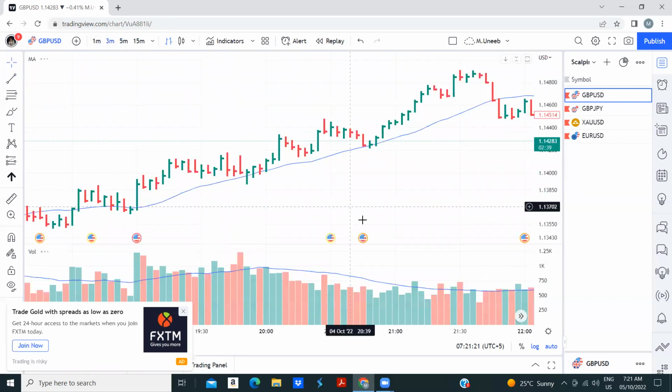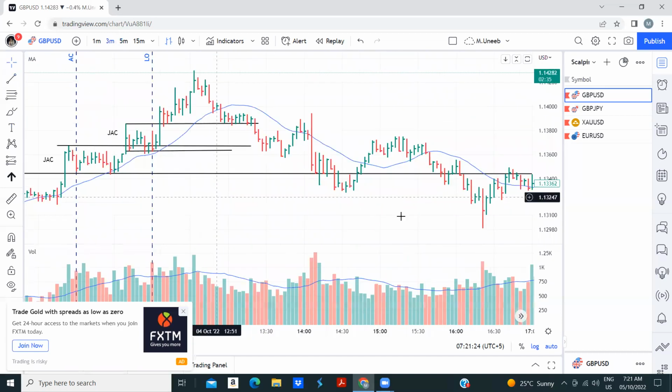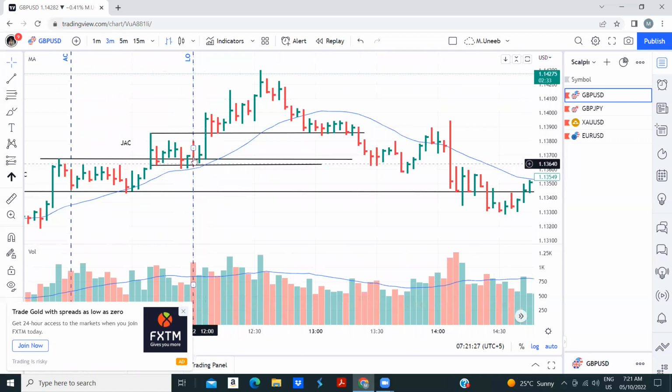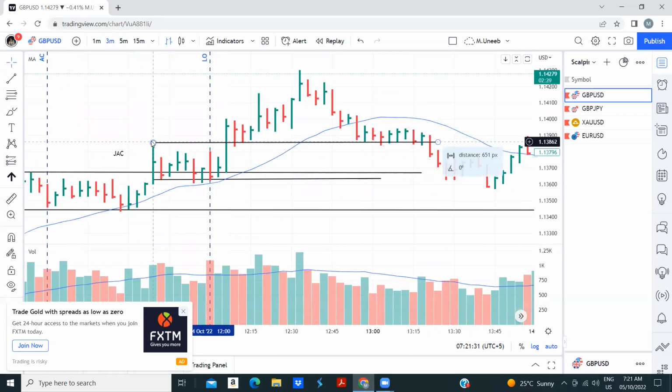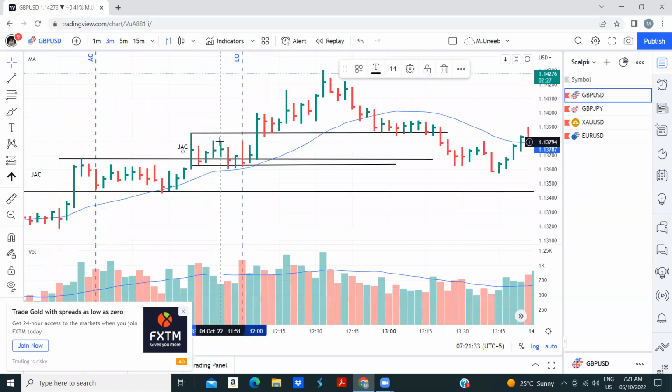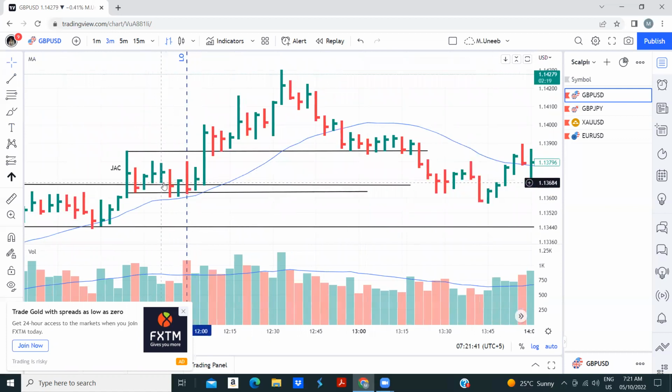I go to the 3-minute time frame. Now, this is where the London opens. What I got was a very huge volume. JAC. And JAC is also acting and reacting to the last support. And then we got a spring type of pattern over here. And then the price reversed here.